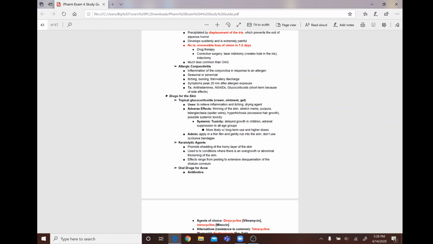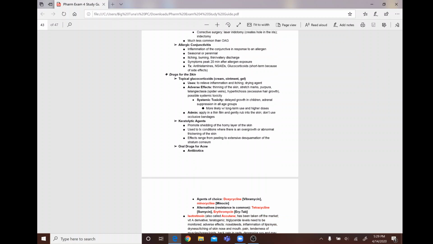How do we treat allergic conjunctivitis? Antihistamines, NSAIDs, and then glucocorticoids. You'll use glucocorticoids short term because of side effects.